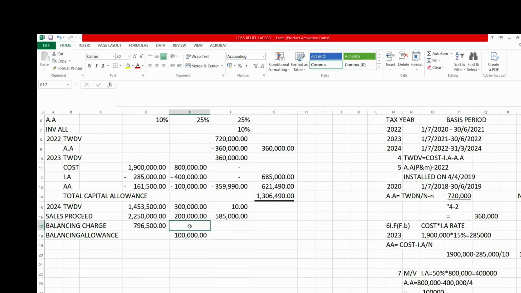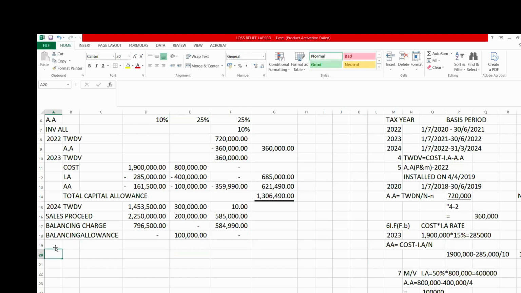Also, this one will be 0. So nothing here. So this one also will be 0. Then also, our sales proceeds are more than our tax written down value, which is 585,000 minus 10. So that will be 584,990. So we have 584,990 as the balancing charge. This one will be 0.